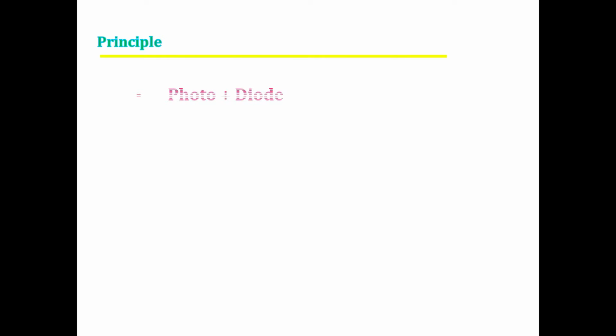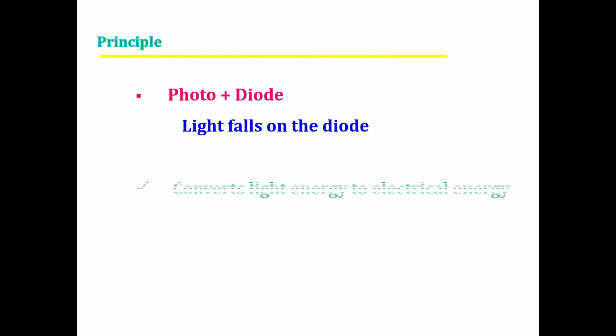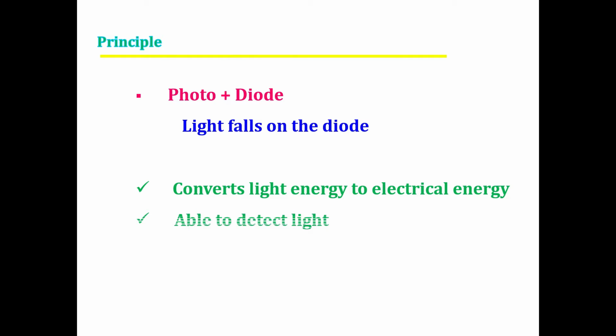We will split the word photodiode as photo plus diode. Photo is light, diode is a two-terminal device. So, photodiode is a two-terminal device that will accept light as input. So, light falls on the device, light falls on the diode. So, it gets input as light and it will convert light into electrical energy. So, photodiode is a device which can detect light.